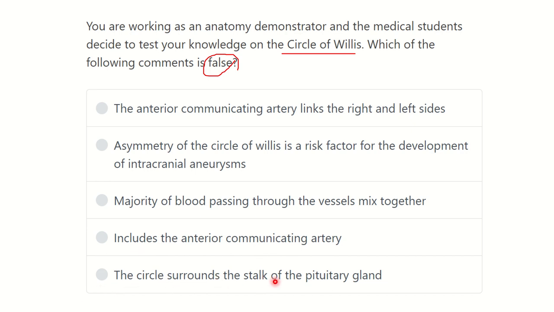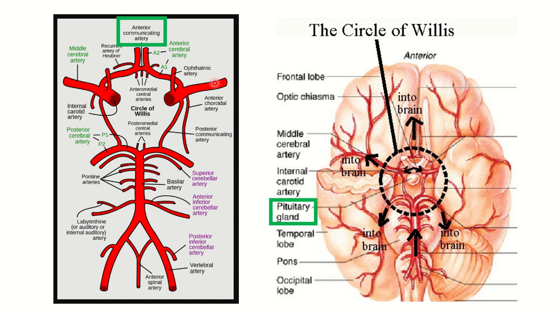So first of all, let's see the circle of Willis. Here we can see this is the circle of Willis, and it is formed by the anterior cerebral artery, the other anterior cerebral artery, the posterior cerebral artery, the other posterior cerebral artery, then the posterior communicating artery, here the anterior communicating artery, and the bifurcation of the basilar artery.